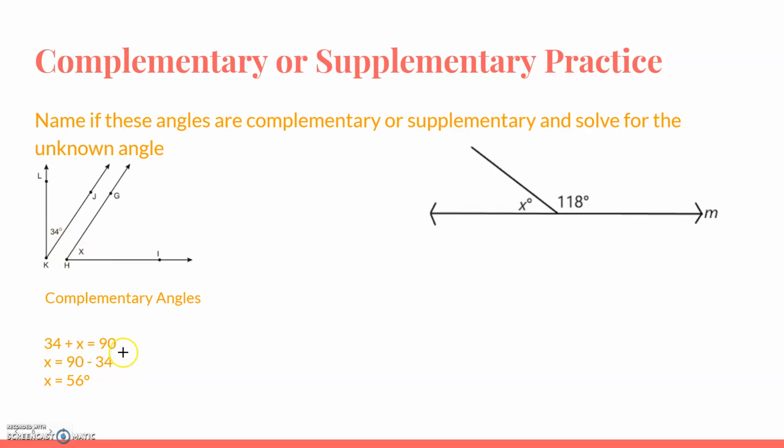Let's bring 34 to the other side. We get x equals 90 minus 34, and then x equals 56 degrees.